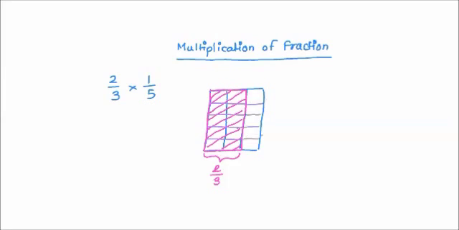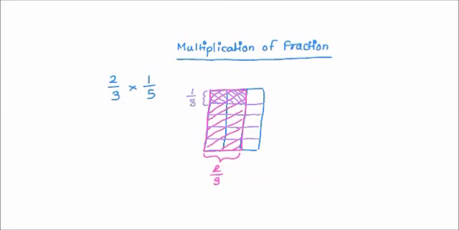And out of these 5 parts, I am going to take 1 part. So there were 5: 1, 2, 3, 4, 5. I have taken 1 part of it. So if you see, I have taken this 1 upon 5.